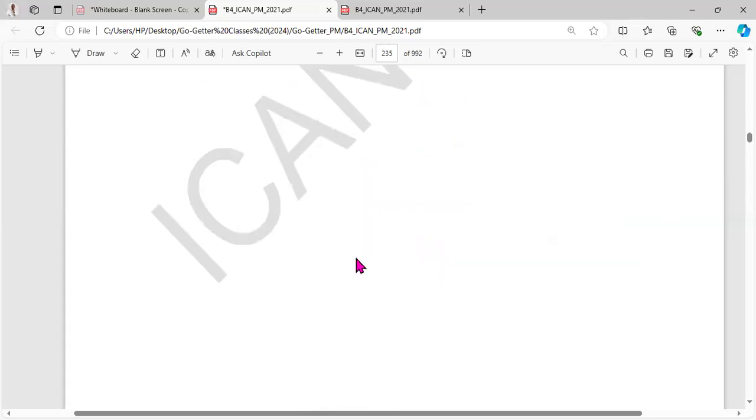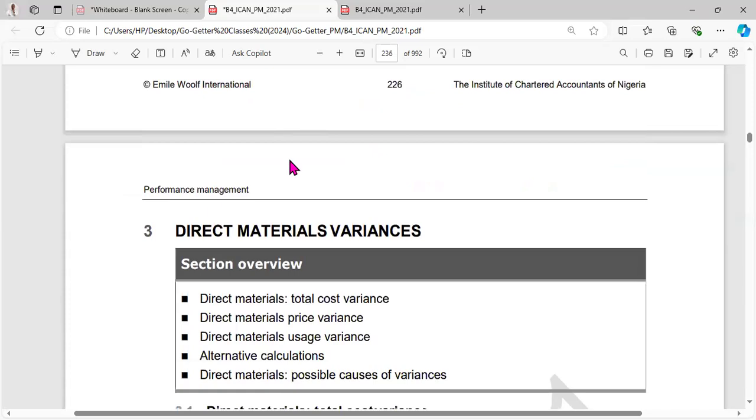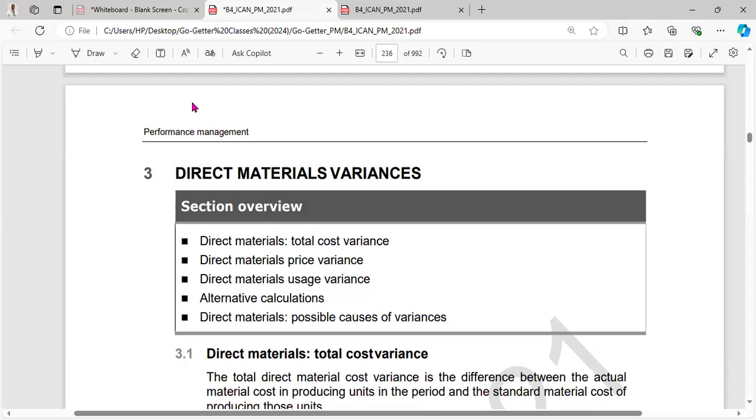So that is where our part one is going to end for today. We are going to take part two in our next class, where we'll be looking at all the cost variances and the sales variance. That's where we are going to end. Then part three, we'll be looking at advanced variance.